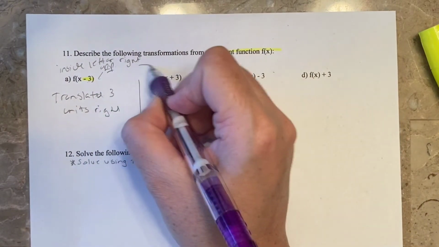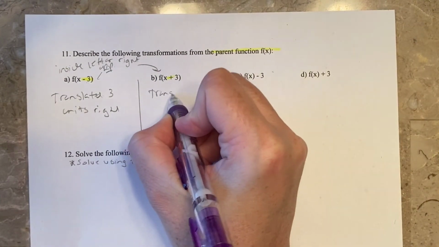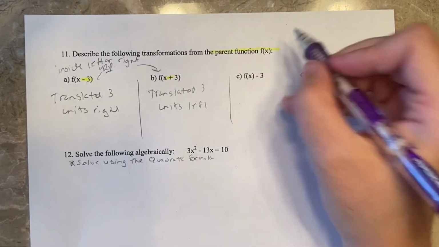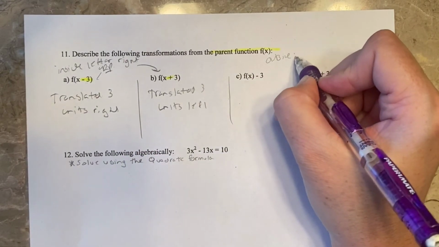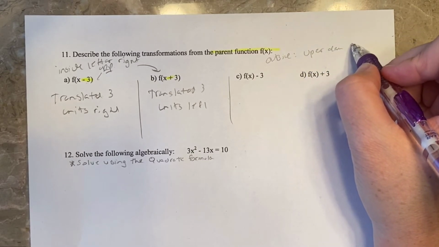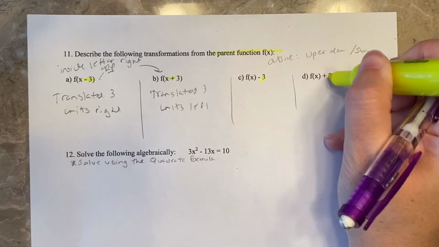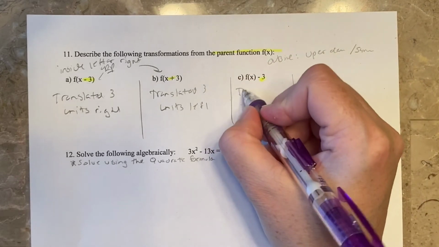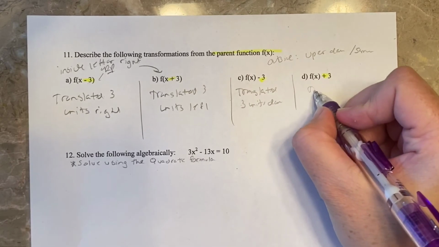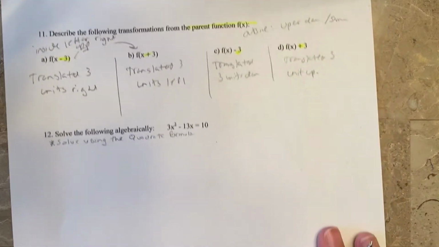Okay, so these ones are on the inside. And the plus, now it's going to mean to the left. So translated, 3 units left. Okay, so now when it's on the outside, the number, that's going to be up or down. And this is the one where we say it's going to be like the same. So when you see minus, it makes sense. It's going to go where the negatives are. So that's down. So this is going to be translated 3 units down, and this is going to be translated 3 units up. Okay, 12.